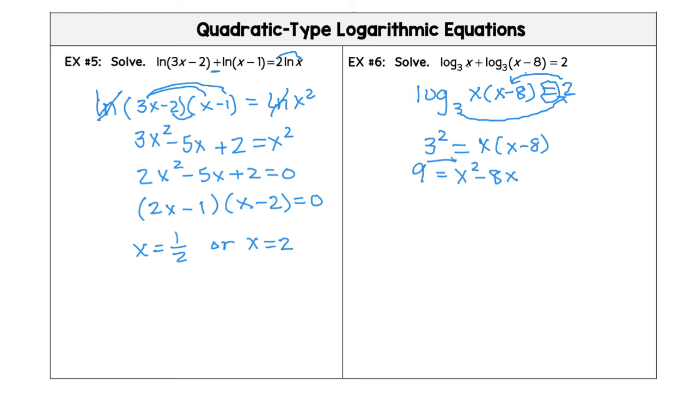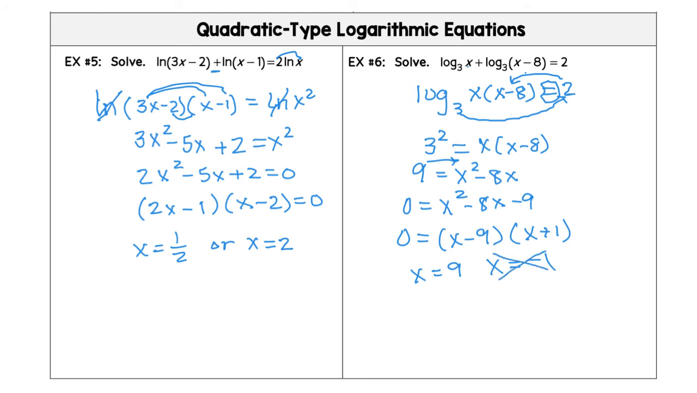So move your 9 over so you can factor. So that's x squared minus 8x minus 9, and that's going to factor into x minus 9 times x plus 1. And so you get x equals 9 and x equals negative 1. And we'll have to throw out the negative 1 because when I put a negative up here, that's going to put a negative in the argument of a logarithm, and that's outside the domain of the logarithm. So that's not going to work.